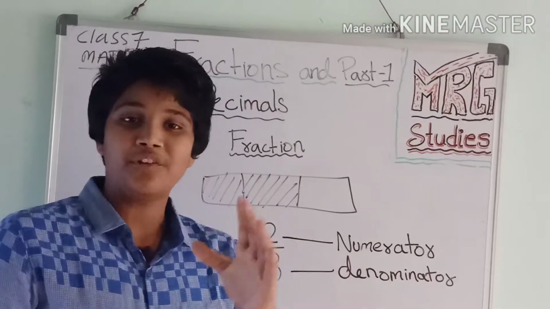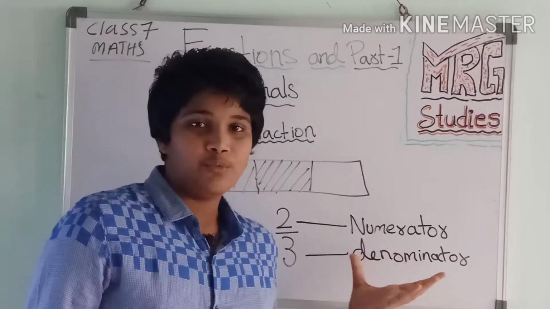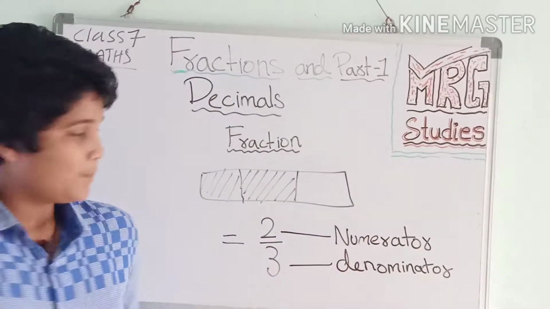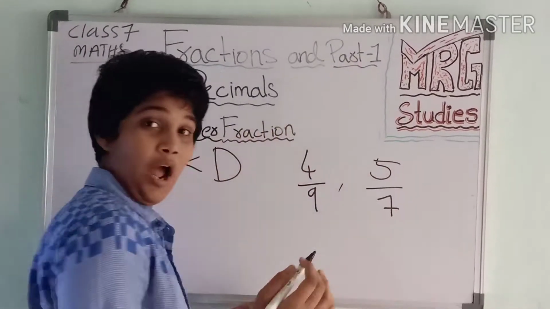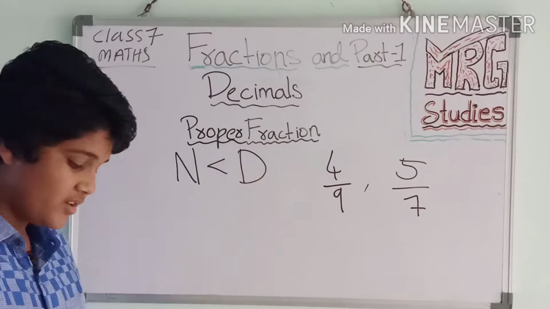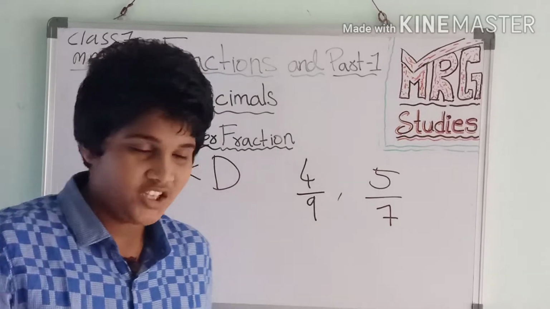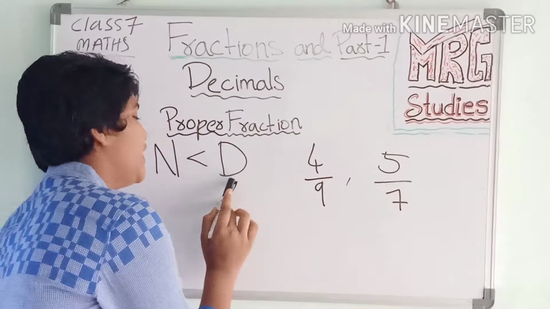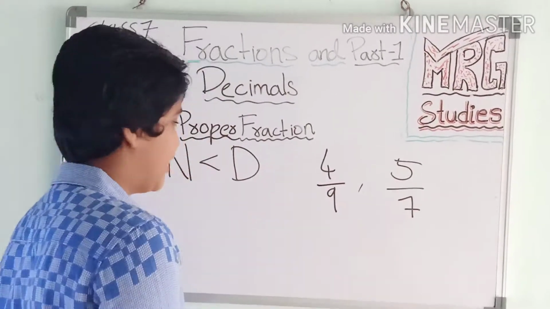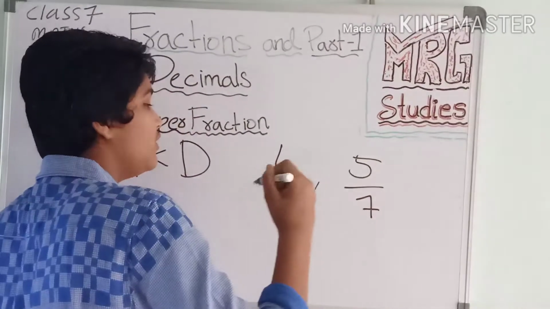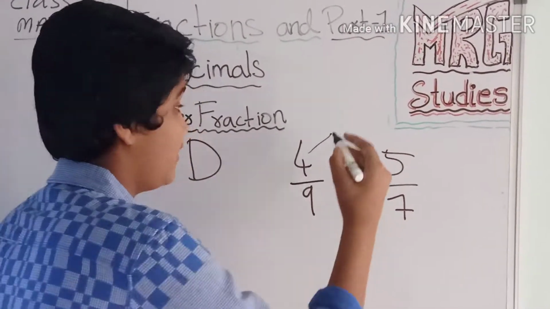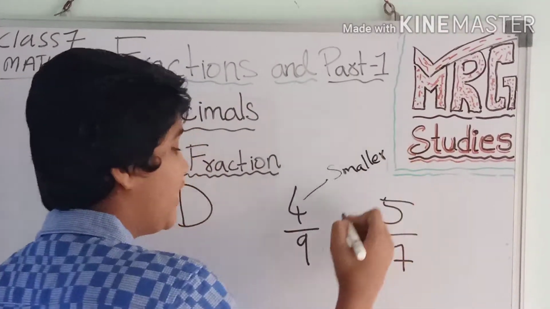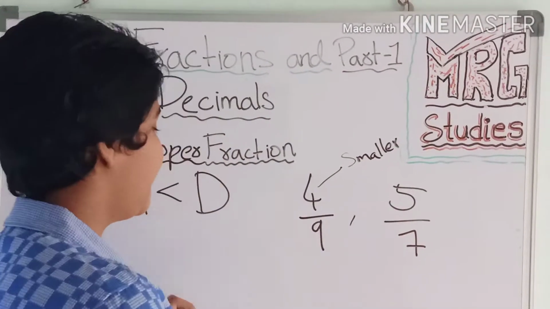This is so important in fractions. After this numerator and denominator, now I am going to tell you the proper fraction. In a proper fraction, there will be a numerator and a denominator, and the denominator will be greater. For example, 4 by 9. See here, the numerator is smaller and the denominator is bigger.